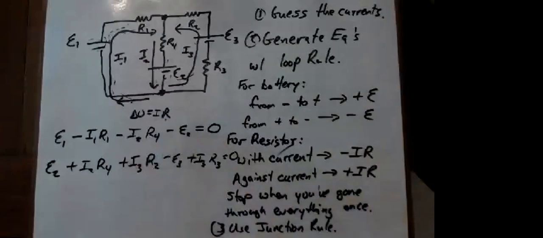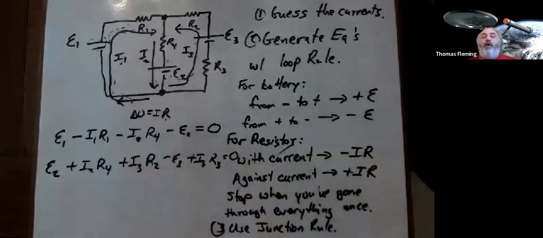So I still need 3 equations, though, because I'm going to have 1 equation for every unknown, and I have 3 currents. So the last equation is going to come from the junction rule. And the junction rule says the current coming into a junction has to equal the current coming out of a junction.